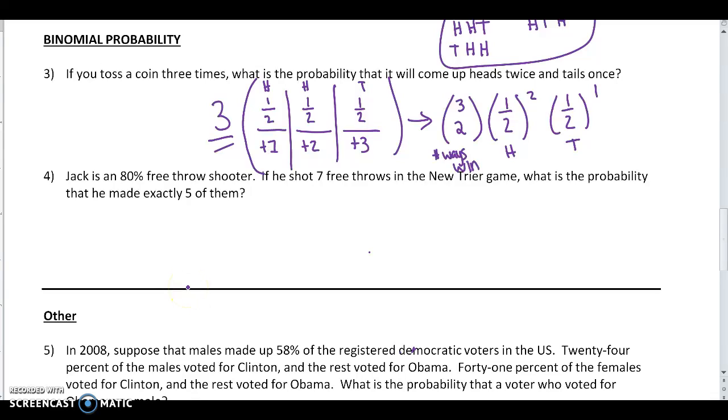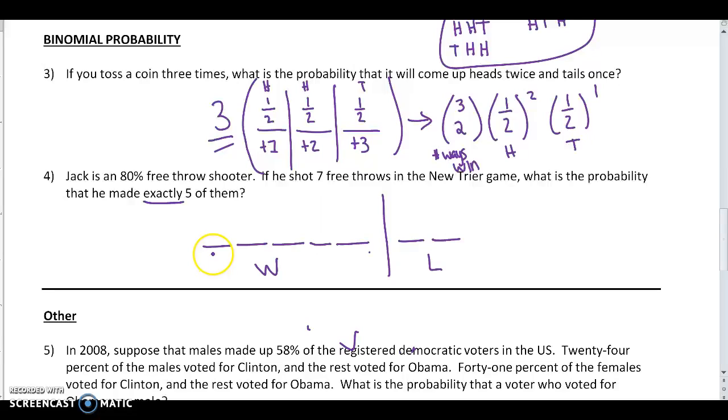This is going to make more sense, so let's talk about Jack and his free throw shooting. He's an 80% free throw shooter, which means he makes it 80% of the time. He shot 7 free throws in the New Trier game, and we want to know the probability that he makes exactly 5 of them. So I'm going to set up my blanks again, but you don't have to do this every time once we get good at it. 1, 2, 3, 4, 5. These are his wins. And if he wins 5 and he takes 7, he's got to lose 2. When I say lose, I mean he doesn't make it.